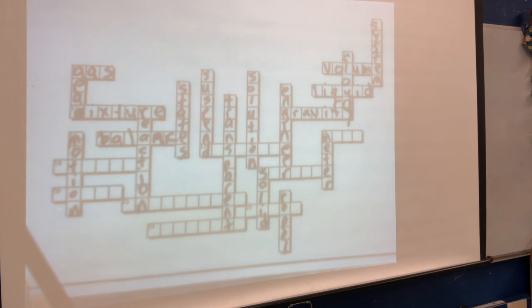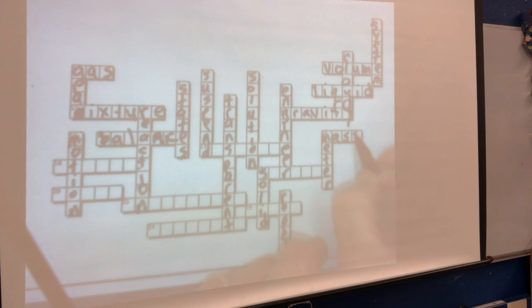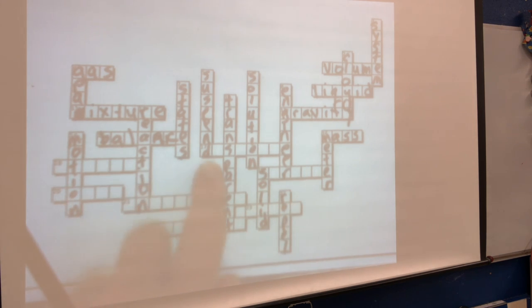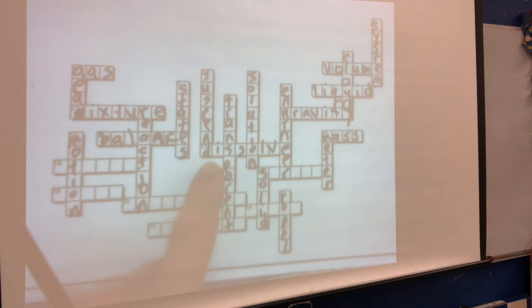Number 16 across. A measure of how much matter is in an object. Where is 16? Okay. It is its mass, right? When we use the balance scale, we are measuring mass. Number 17 across. Right here. What happens when salt and water mix? Remember, it makes a solution, and what does the salt do? The salt dissolves. Okay.